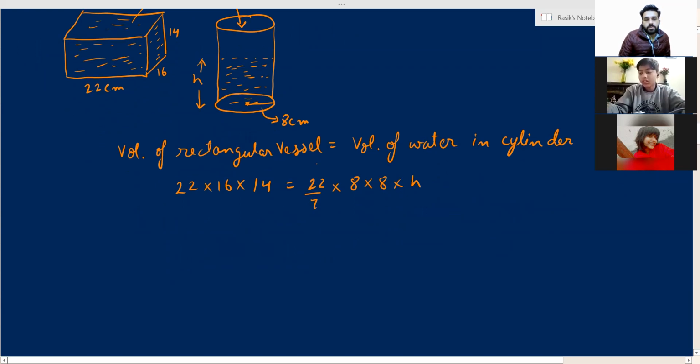Now from this equation, can we find h? Yes, we can easily find it. That will be the height to which the water will be filled inside the cylinder. So let's solve it. 22 into 16. Have you all understood the concept of the question or not? Yes, sir.